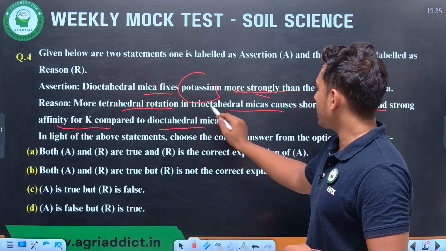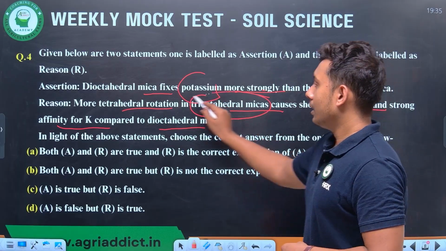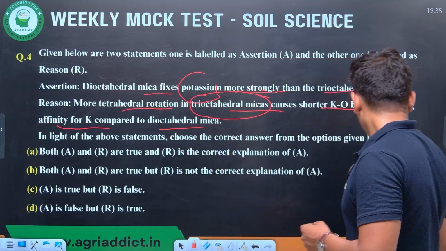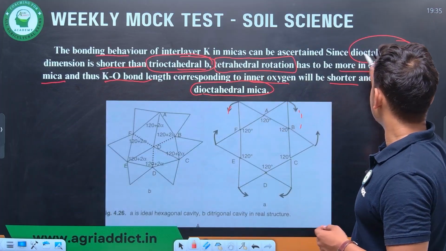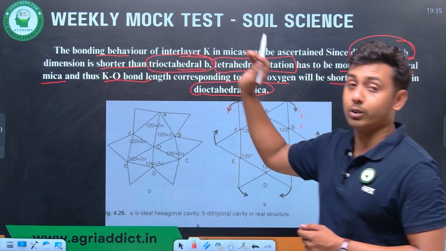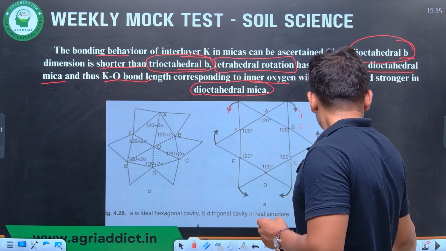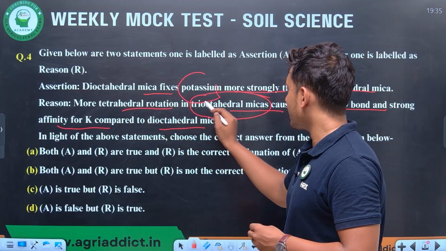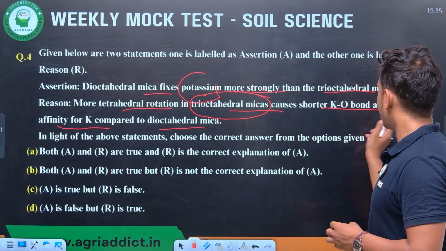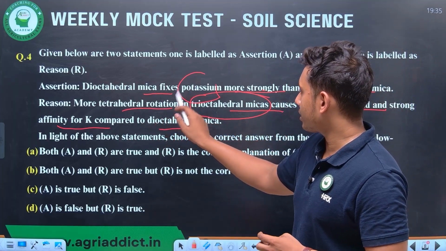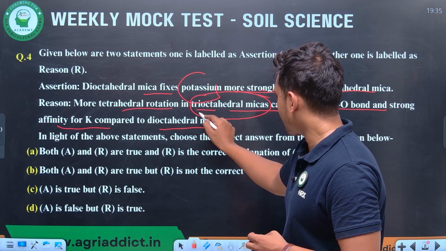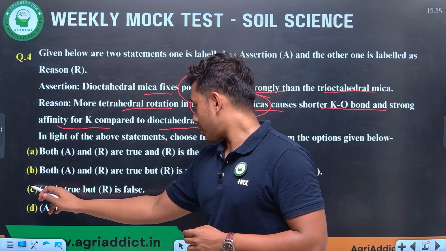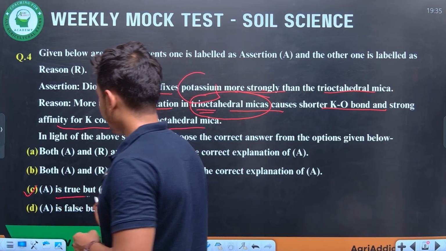More tetrahedral rotation in trioctahedral, no, it is not true. In dioctahedral, actually more tetrahedral rotation is there. Because what is the reason? The reason is the b spacing: the dioctahedral b dimension is shorter than the trioctahedral b dimension, that's why. So this will be incorrect. If the option was more tetrahedral rotation in dioctahedral micas causes shorter K-O bond and the affinity of the trioctahedral mica, if the option is dioctahedral mica here, then the reason would be correct, but the reason is false. So A is true and R is false. This is the answer.